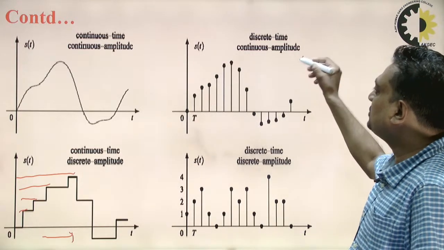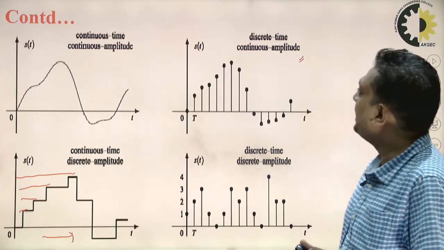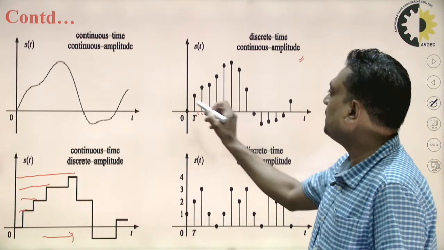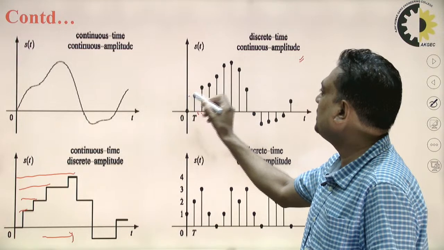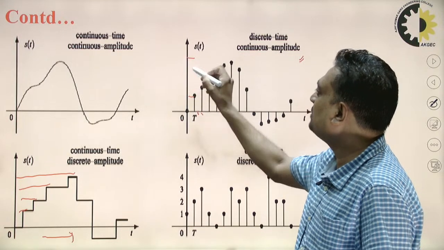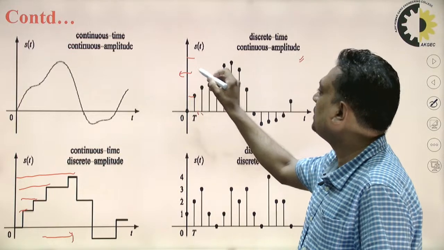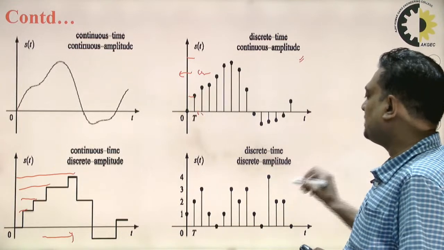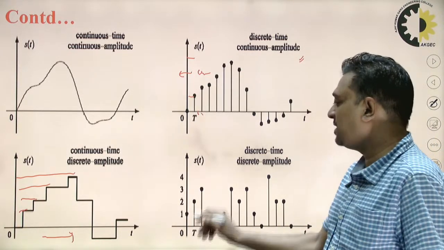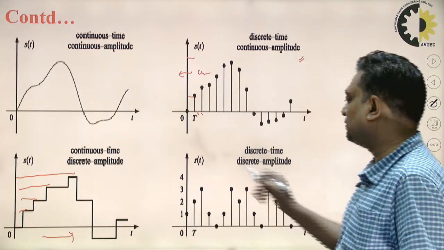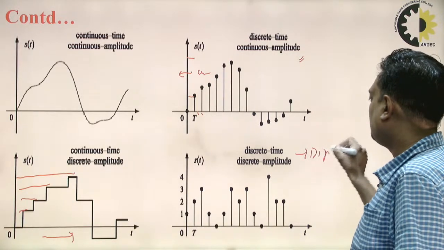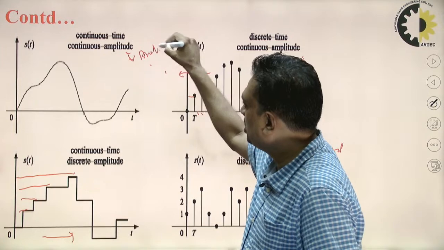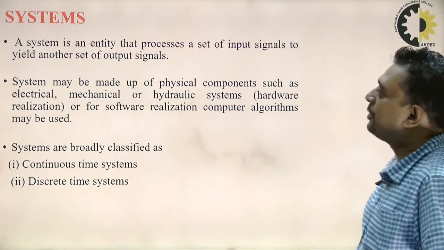Then the discrete time, continuous amplitude signal. In this case, the signal is discrete in time, but in the case of amplitude, the levels of voltage are basically uncounted. So if they are uncounted, it is a discrete time, continuous amplitude signal. And a discrete time, discrete amplitude signal means it is discrete in time as well as in amplitude. So the amplitude values are counted values. This you can say is the digital signal, and this is basically your analog signal.